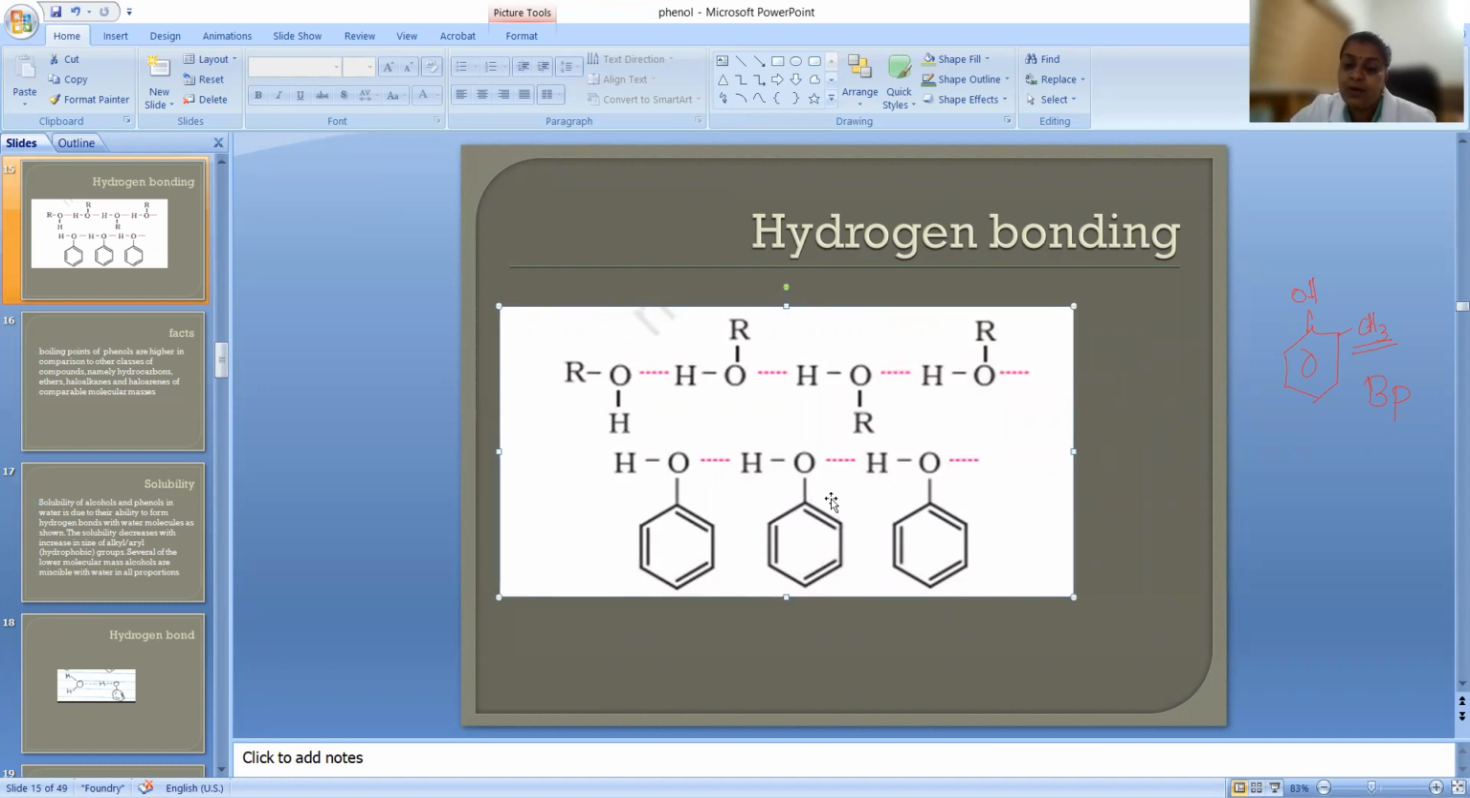This is the reason why phenol always has a high boiling point compared to ethers and other hydrocarbons having the same molecular mass. So if they ask you why phenol or alcohol has a high boiling point, the reason is the same: they have hydrogen bonding, which is the strongest intermolecular force of attraction.